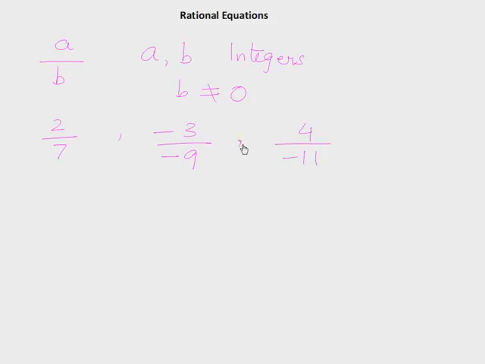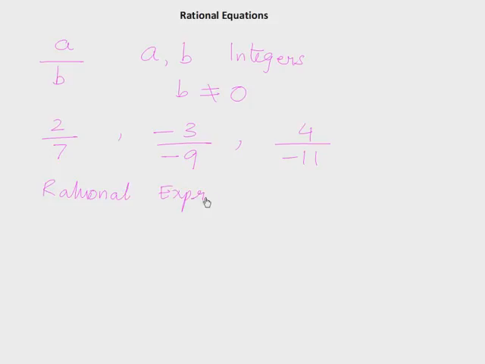Rational equations. Recall that a rational number was a number of the form a by b. Both a and b were integers. And of course, b was not allowed to be 0 because we can't divide by 0. So for example, 2 by 7 is a rational number. Minus 3 over minus 9 is a rational number. 4 over minus 11 is a rational number. So what are rational expressions?